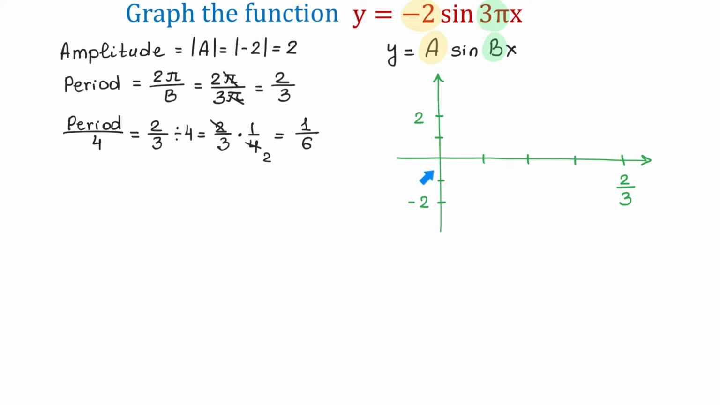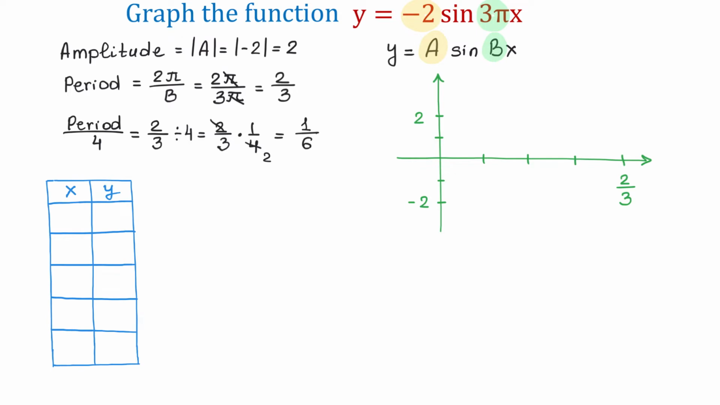The x-coordinate of the first point is 0. I will start a table to the left that will hold all the coordinates of these 5 points. So here we have it, and the first x-coordinate will be 0. Now, to find the next x-coordinate, we need to take the previous one and add a quarter period. Then 0 plus 1/6 is 1/6, and let's add this value to the table as well.